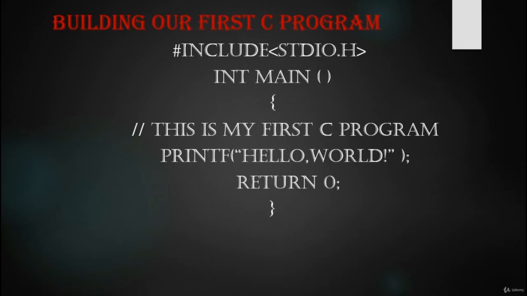Hi, in our previous lesson, we learned about how to build our first C program. And our program was in the form of this: hash include less than sign stdio dot h greater than sign, int main bracket braces, double slash this is my first C program, printf hello world, and semicolon, return 0, semicolon.